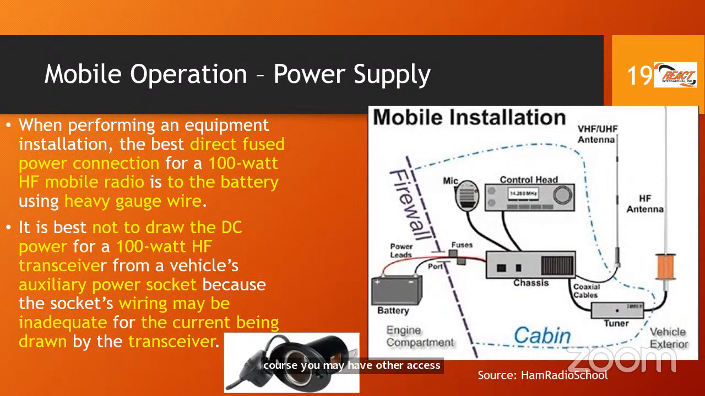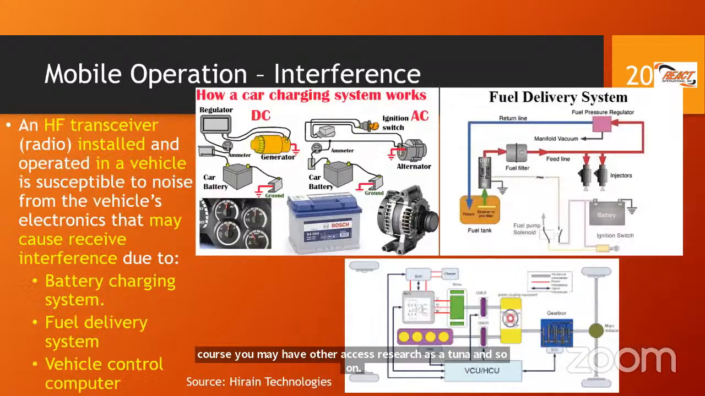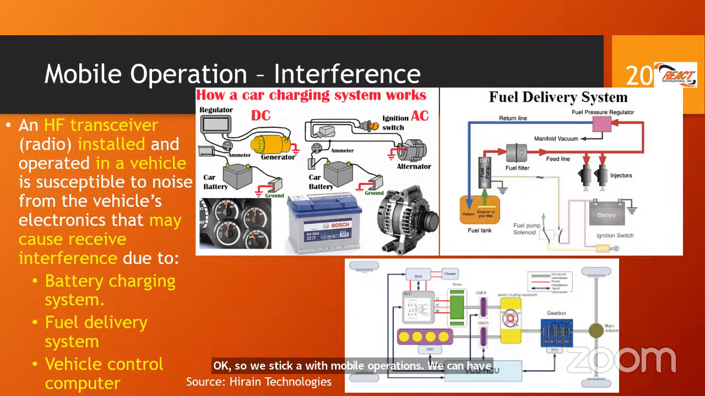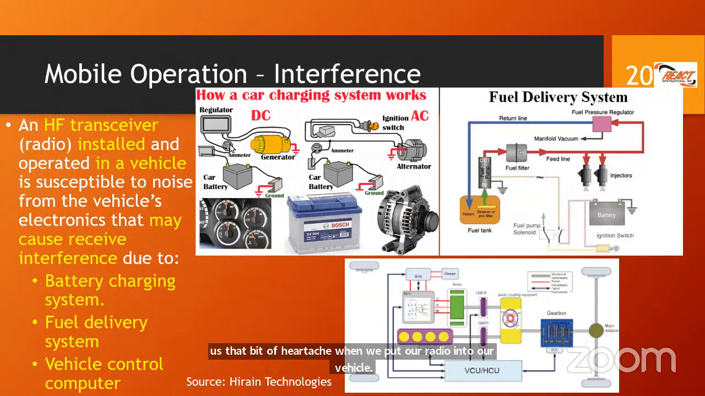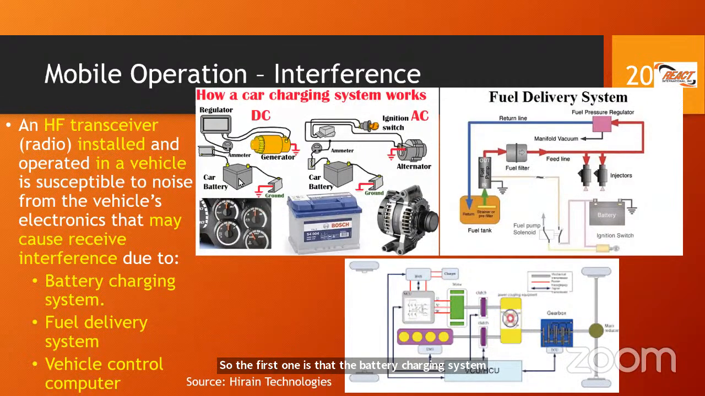Okay, so we stick with mobile operations. We can have interference. There are a couple of sources of interference that we can encounter with our mobile radio operations. Especially if it's an HF radio, you can get all sorts of static and noises, snap, crackles, and pops. We need to know about the various sources that can cause us that bit of heartache when we put our radio into our vehicle. The first one is the battery charging system. Remember, you will have to charge up the vehicle battery, that starting battery that will power your amateur radio equipment as well.